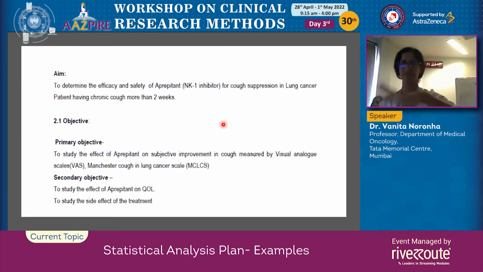So these are two questionnaires. Visual analog scale is just 1 to 10. You have to put a mark. And Manchester lung cancer is like a 10 point. You have to just say, yes, you have cough. How does it affect you? But can anyone tell me what is wrong with this primary endpoint? Either or, how much, what will be positive? Nothing. This is it, like to study the effect.